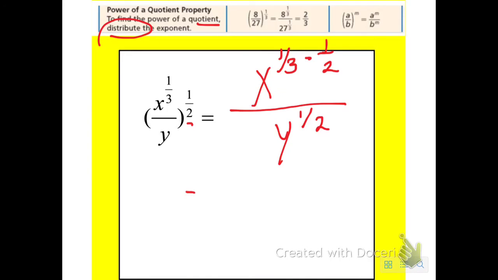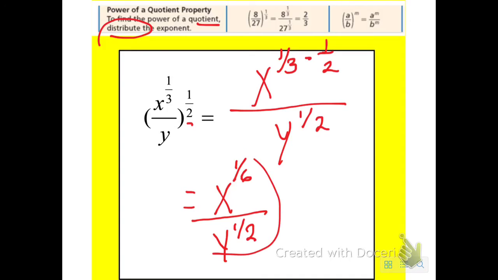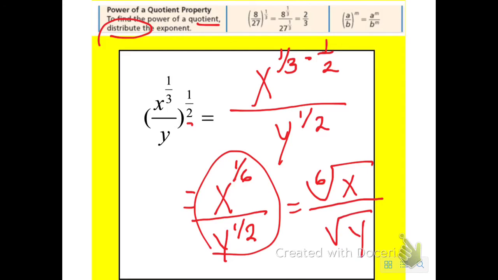So if I simplify that, I'm going to multiply my exponents in my numerator. 1/3 times 1/2 is 1/6 over y to the 1/2. That would be my exponential answer. If I wanted to express it in a radical answer, I have the 6th root, because it's my denominator, of x to the 1st power, understood 1, over the square root of y in my denominator. So there's my radical expression.